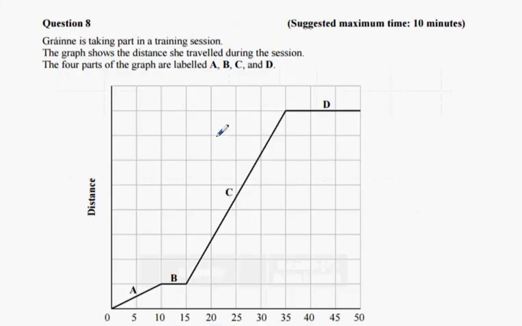Question 8. Grania is taking part in a training session. The graph shows the distance she travelled during the session. The 4 parts are labelled A, B, C and D.